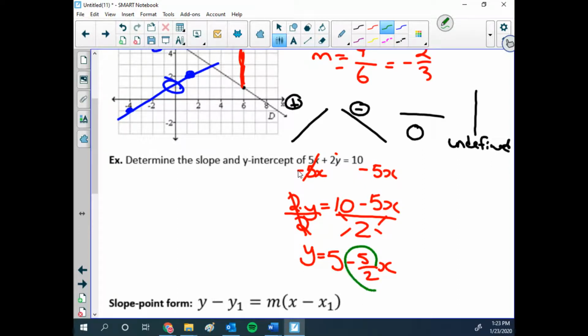Negative 5 over 2. That's my slope. And the y-intercept of that line would be 5. Okay. And so if I give you this, you should be able to graph that. To graph that, you could either find the x and y-intercepts, find 2 points, or find the slope and the y-intercept.